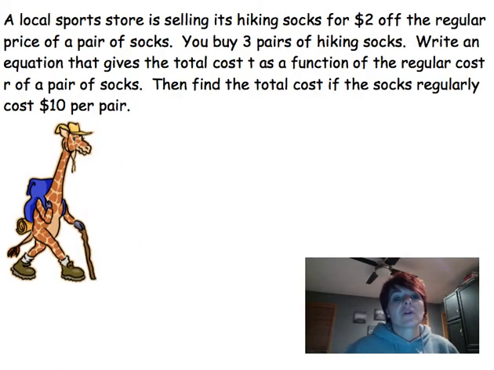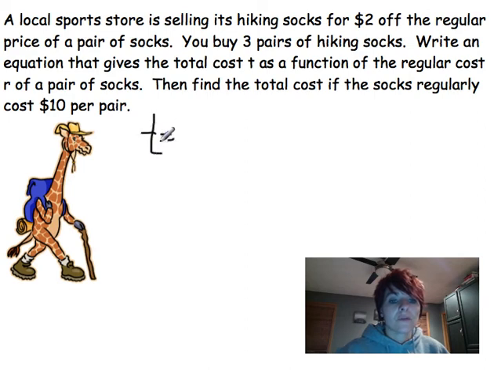A local sports store is selling its hiking socks for $2 off the regular price of a pair of socks. You buy 3 pairs of hiking socks. Write an equation that gives the total cost T as a function of the regular cost R of a pair of socks. Then find the total cost if the socks regularly cost $10 per pair. Well, the first thing we're supposed to do is write an equation. So let's start there. So I'm going to have total equals.